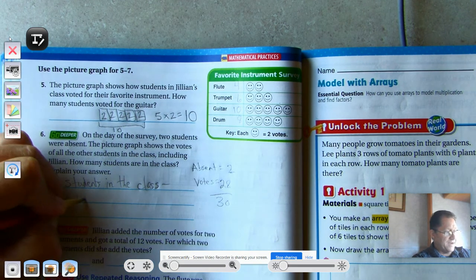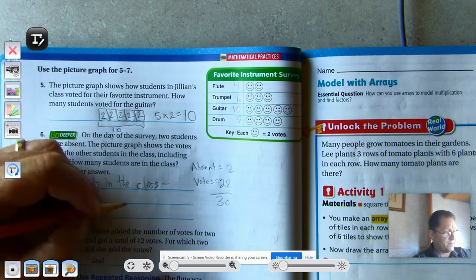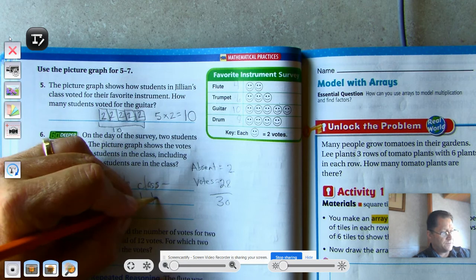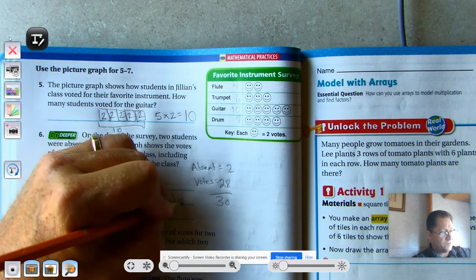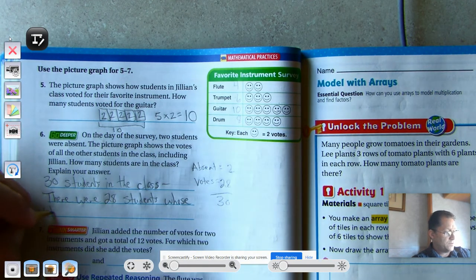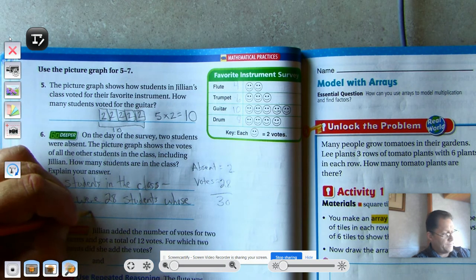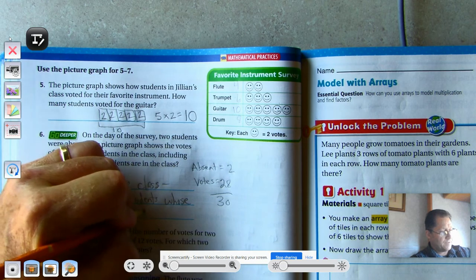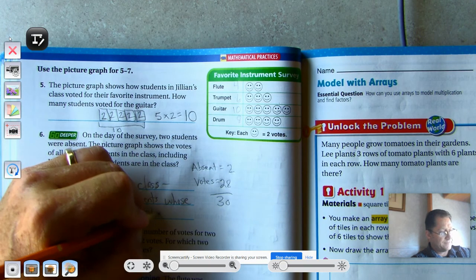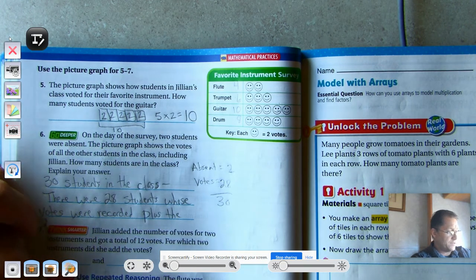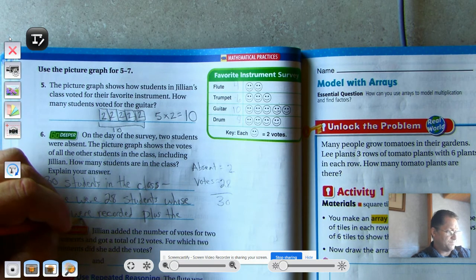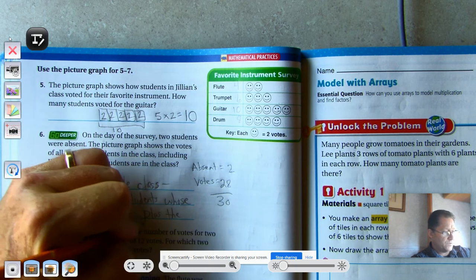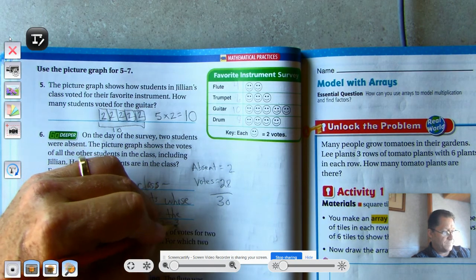And we'll just explain. There were how many students that voted? There were 28 students. These votes were recorded, plus the 2 absent students. 28 plus 2 equals 30.